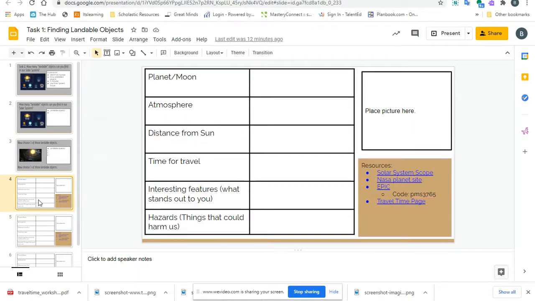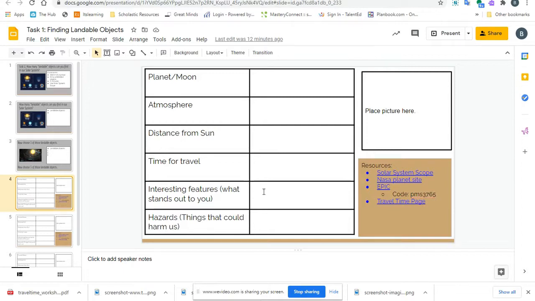Then once you've done that, your job is to take those three and really research them. I want you to name it on this slide. I want you to tell me the atmosphere of it. I want you to place a picture over here. Tell me how far it is from the sun. Tell me how long it would take to travel to this planet.